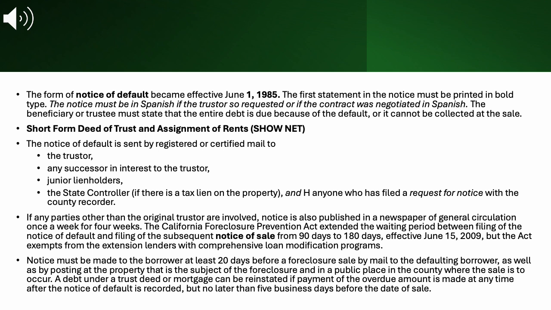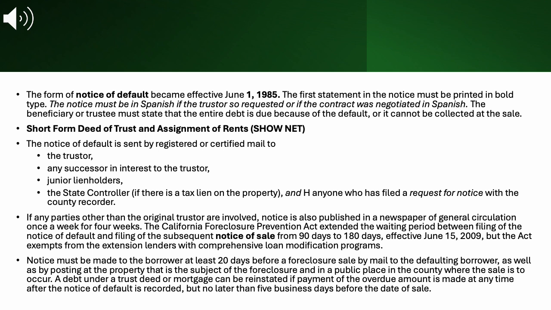The notice of default is sent by registered or certified mail to the trustor, any successor in interest to the trustor, junior lien holders, the state controller if there is a tax lien on the property, and anyone who has filed a request for notice with the county recorder. If any parties other than the original trustor are involved, notice is also published in a newspaper of general circulation once a week for 4 weeks.